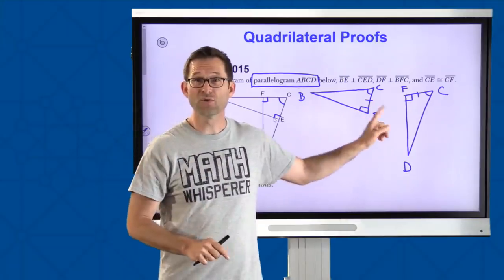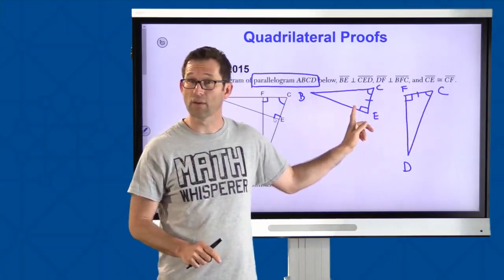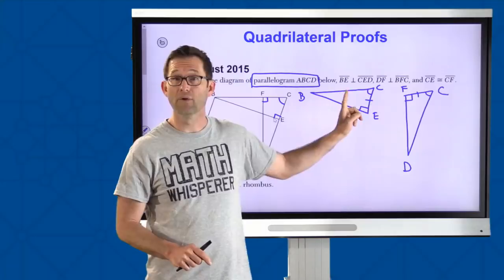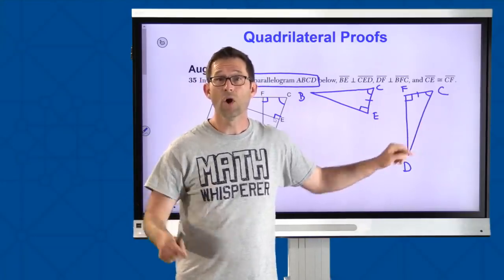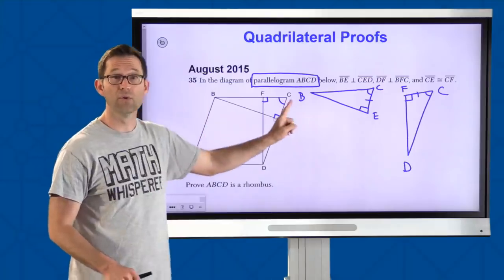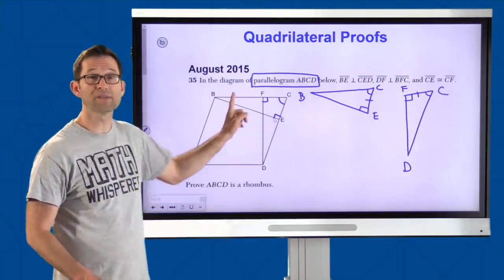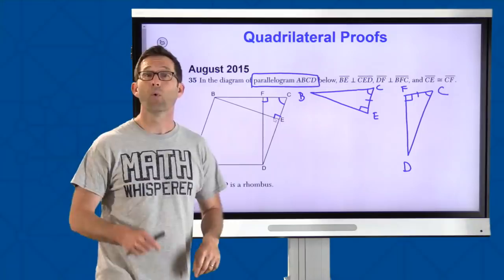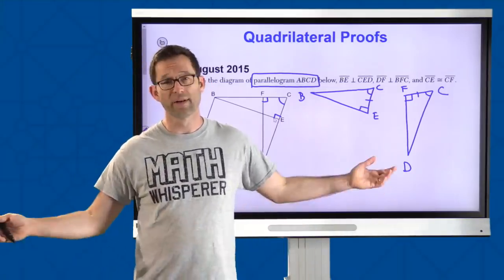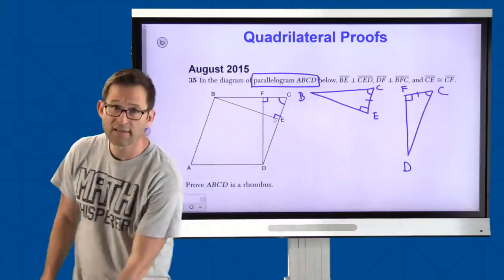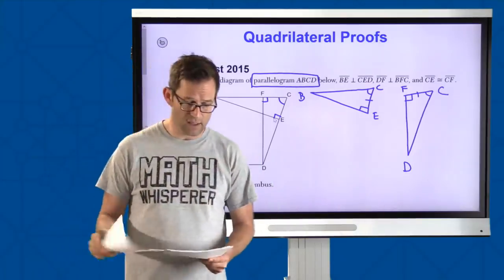So I can now prove these two triangles are congruent by angle, side, angle, which is then going to allow me to conclude that BC is congruent to CD by CPCTC, which is then going to allow me to conclude that this thing is a rhombus because it's a parallelogram with two adjacent sides that are congruent. I just have to get it all written down, right? And it's a little ugly. It really is, and it's a little long.